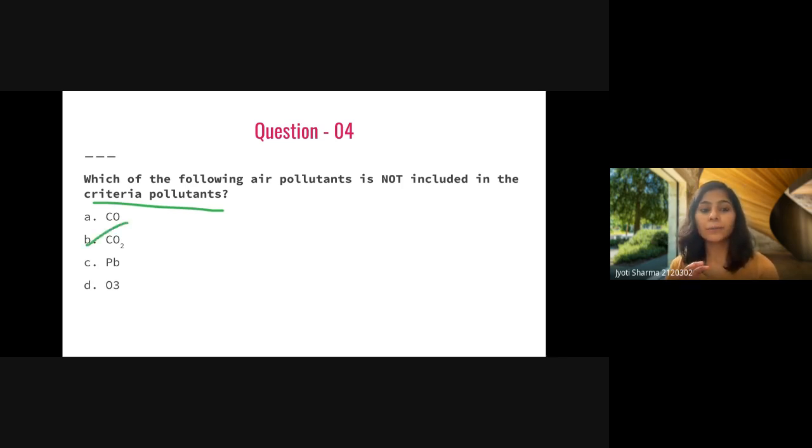So CO2 is not a pollutant in actual. CO2 is the gas that we already have in the atmosphere, and an increment can give you global warming or climate change. But if we are talking about a pollutant or short-term smog problem, then CO2 is not the right option here. Let me first tell you what you mean by criteria pollutant, and then I think you will understand why CO2 is not the right answer. So CO2 is not included in the criteria pollutants.